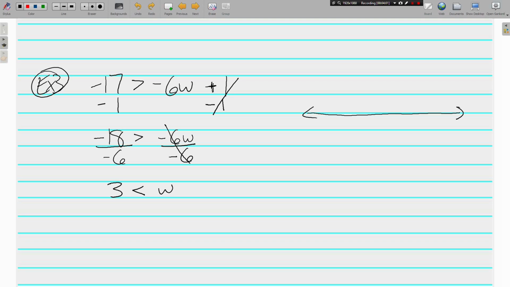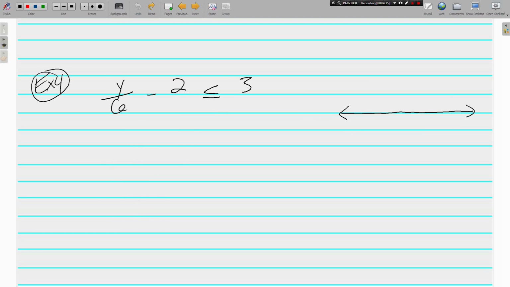But for this problem, we're going to end up flipping it right back because we need the variable to be on the left side. Our graphing tricks, our graphing strategies, won't work as well unless that variable is on the left side. So w is greater than 3, it's an open circle, and greater than goes to the right. Please remember that sign flip. We did it a couple times.